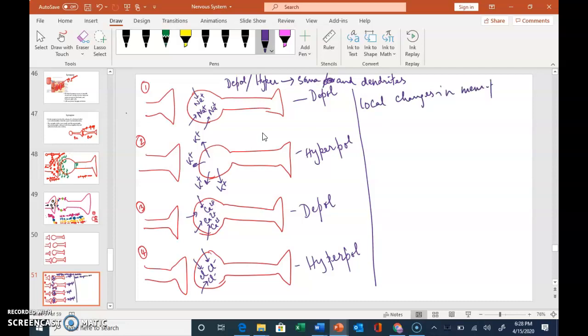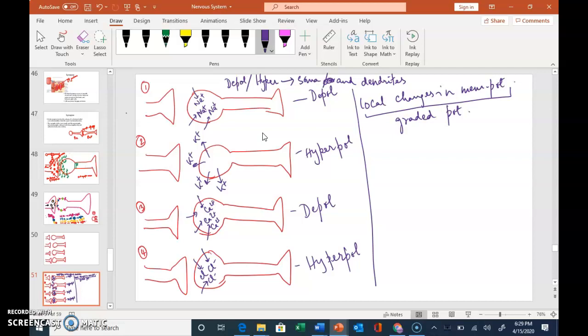Do you agree? And this local change in membrane potential is called graded potential. Graded potential. Okay? So this local change in membrane potential in the soma and in the dendrites is called graded potential. Now, I have a question for you. Can graded potential be different in intensity?